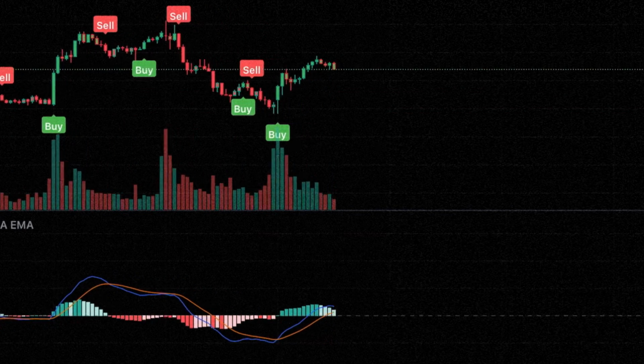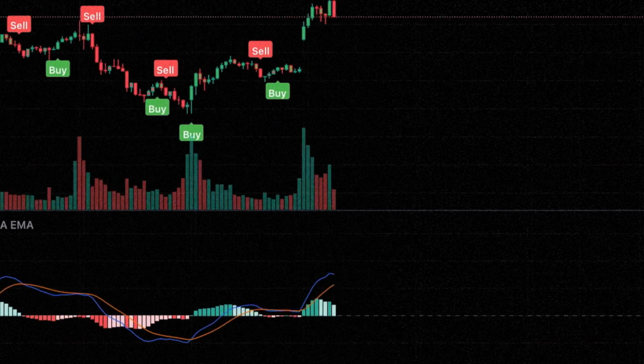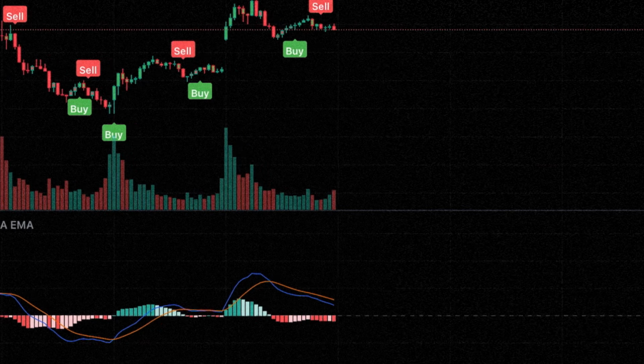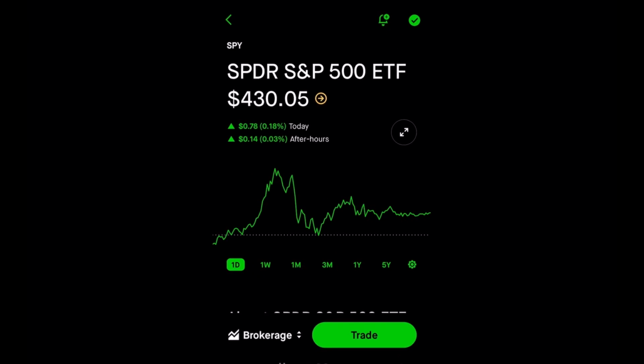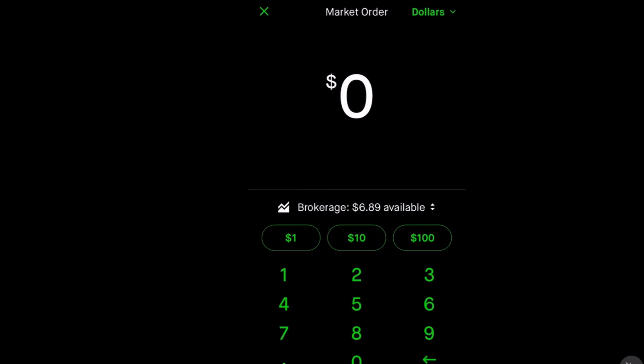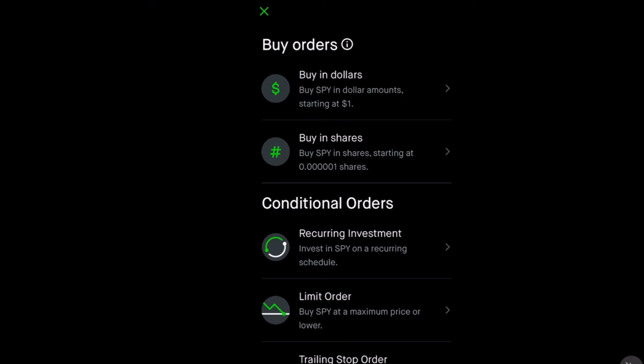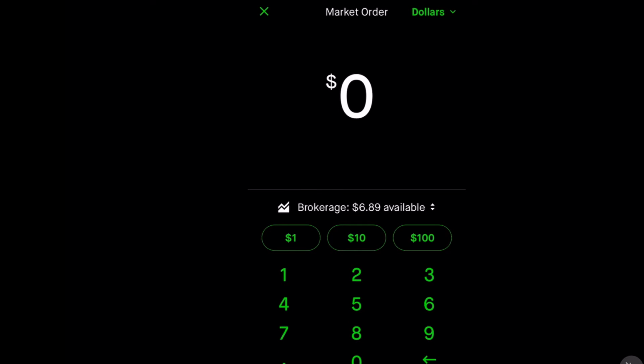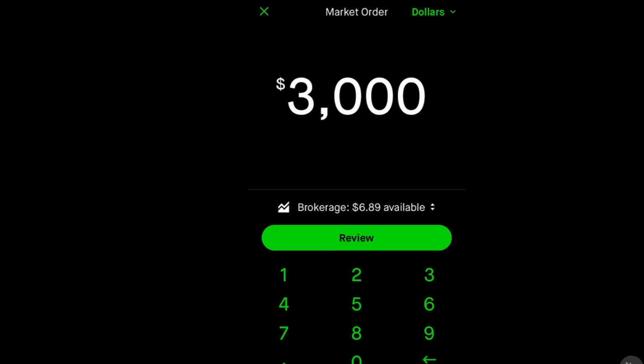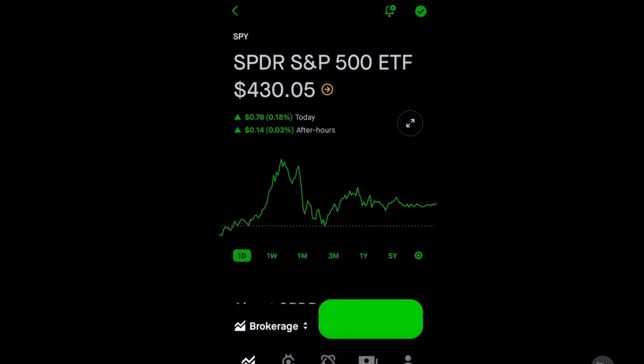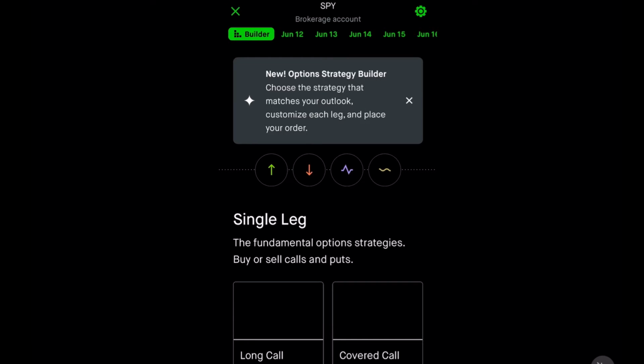Okay, now I've showed you when to get into the market. Now I'm going to show you how to get into the market. Now there are multiple ways that you can enter the market. You can buy shares, or if you don't have enough money, you could do buy in dollars, which will allow you to basically bet any amount of money that you want to bet. There are more complicated ways. Now this is called options, and this allows you to profit when the stock goes up or down.